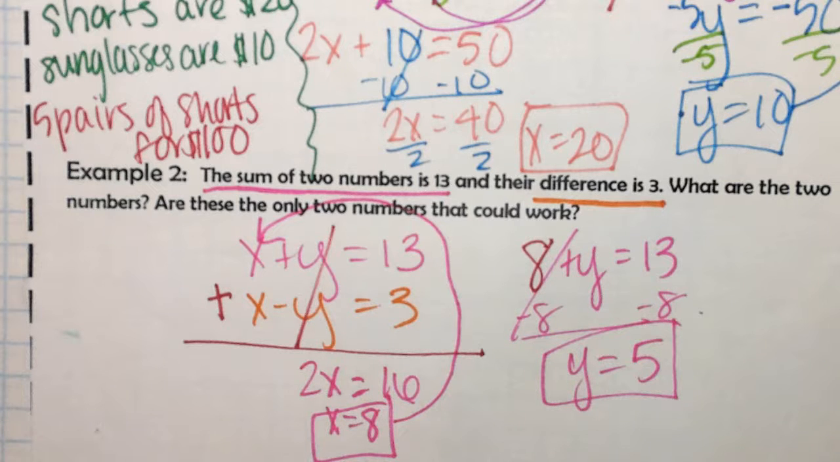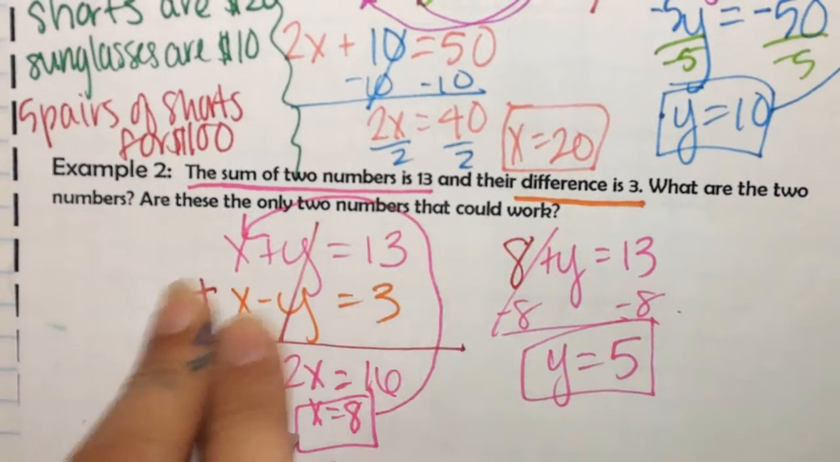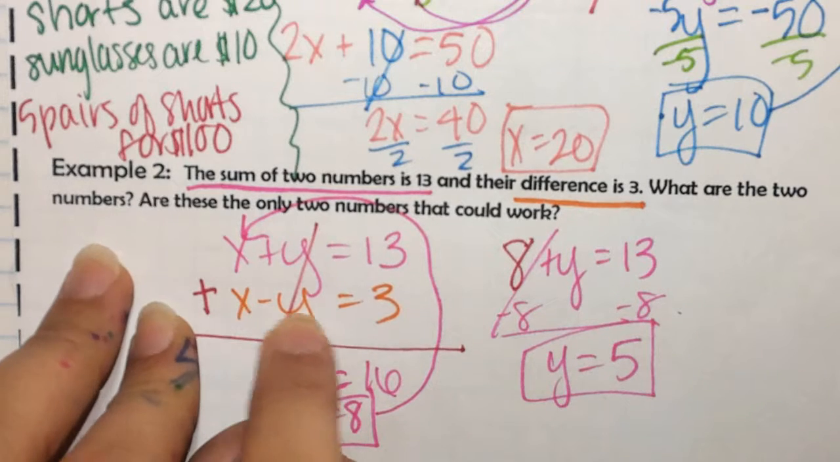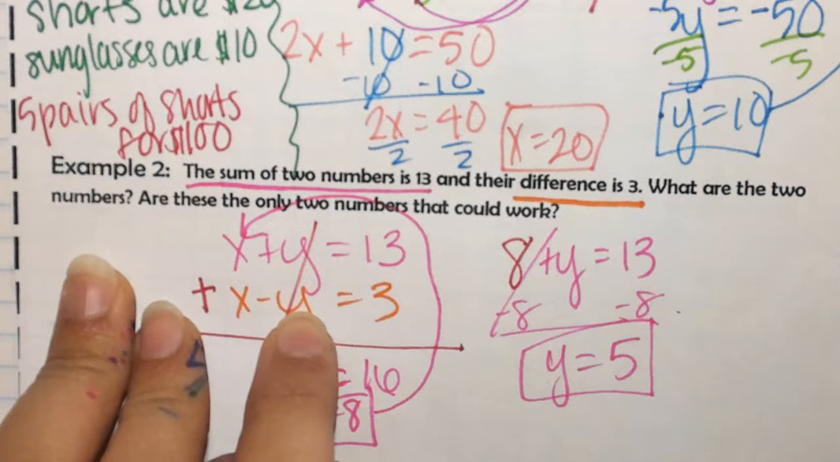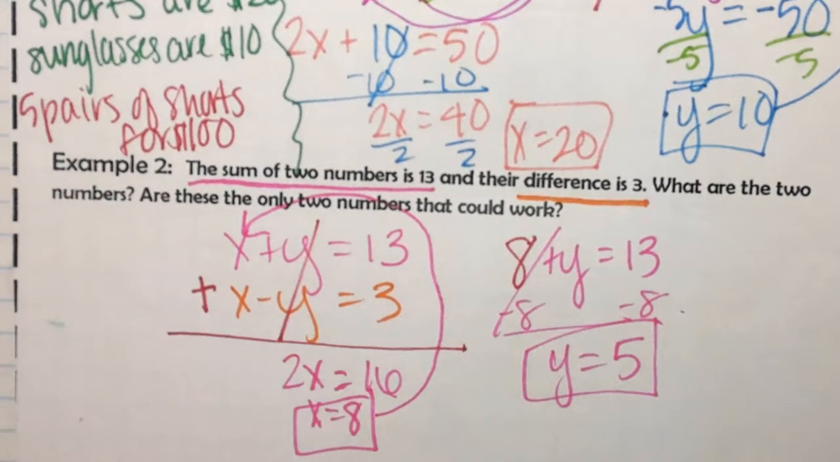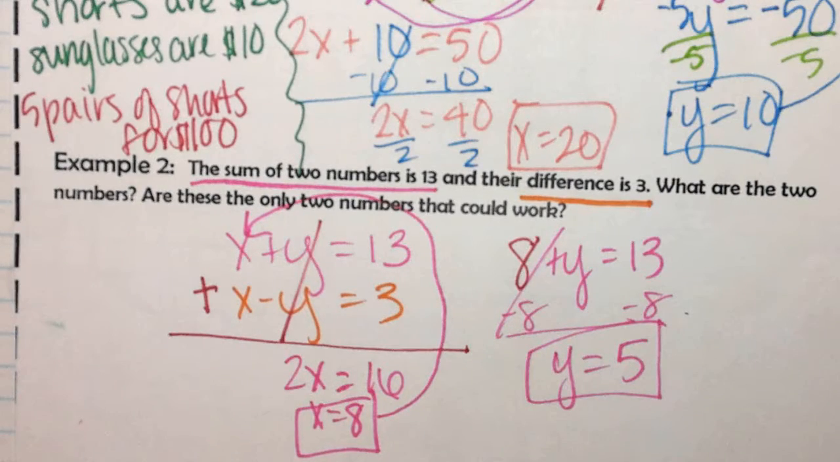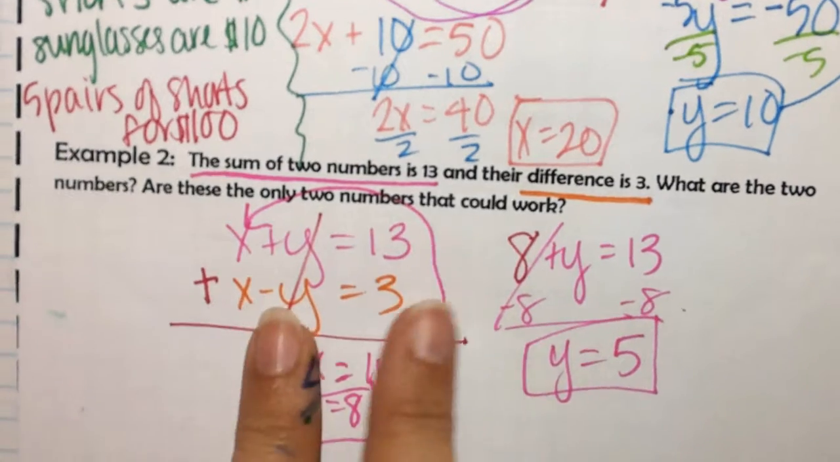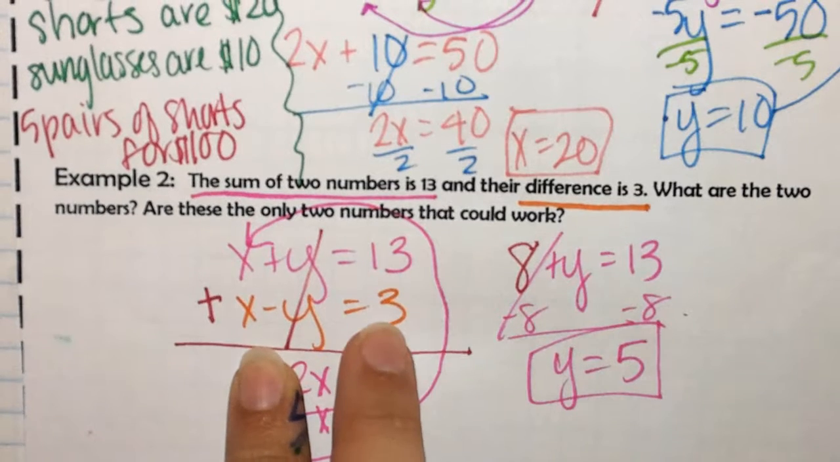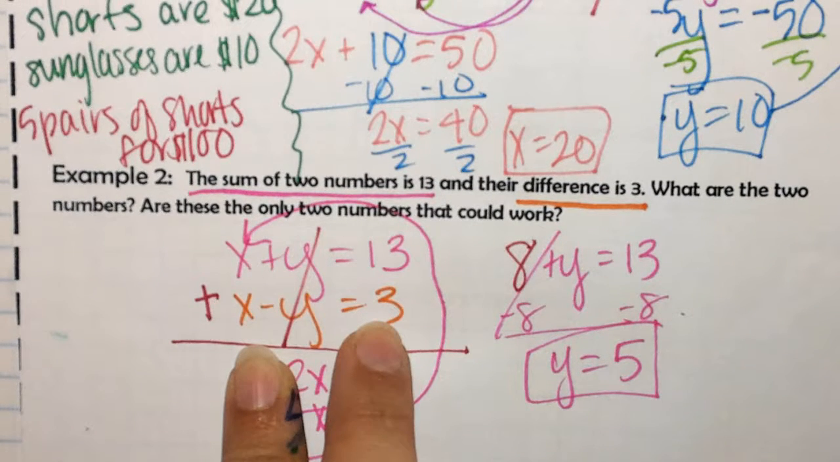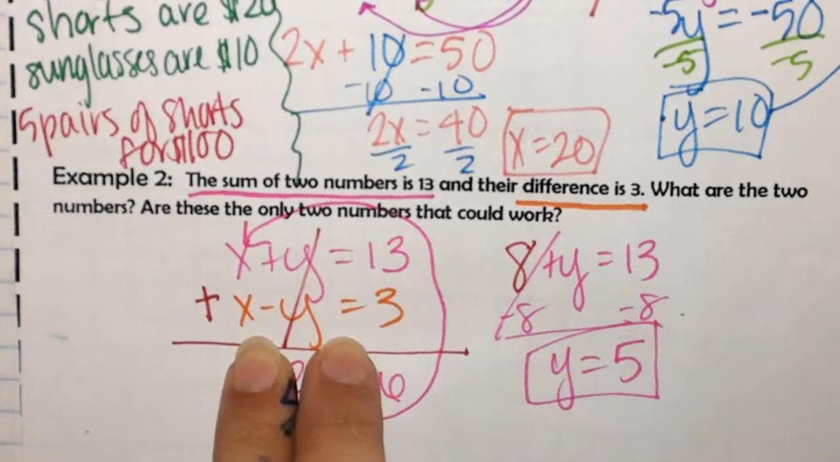Are these the only two numbers that can work? Yes. Are you sure? No. Give me two numbers that add to give you 13. 10 and 3, right? So they have to add to give us 13 and subtract to give us 3. What's 10 minus 3? 7. So does that work? Does 7 equal 3? No. So 10 and 3 don't work.